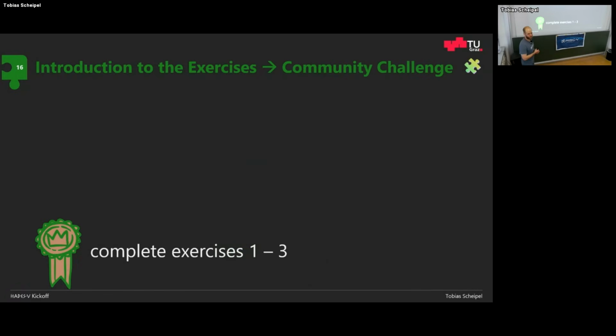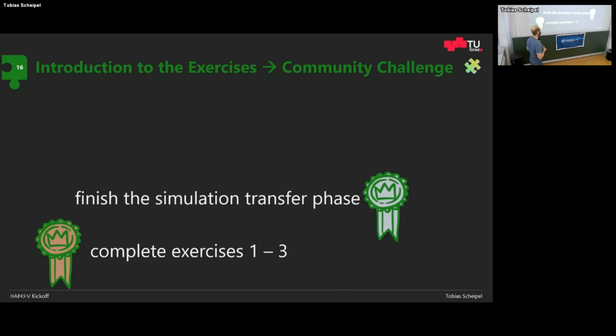Okay, for the community challenge, what are the challenges exactly? So we have 3 stages, or 3 medals, as we are in the Olympic spirit still. The bronze medal is for completing exercises 1 to 3. So it's only 3 exercises that should be quite easily achievable. The silver medal is for finishing the simulation phase. So that's all the other exercises until the microcontroller is completely done, but still not on hardware, only in simulation. So everything you need until you really need the hardware is for the silver medal.